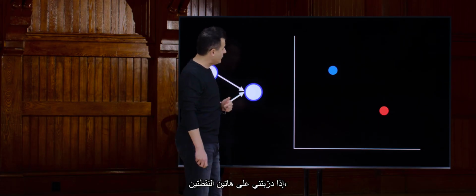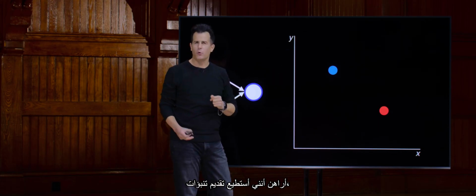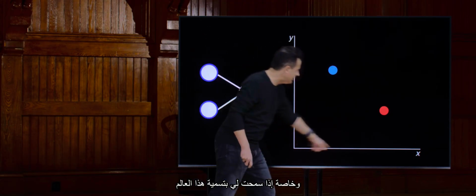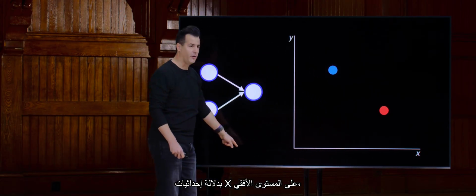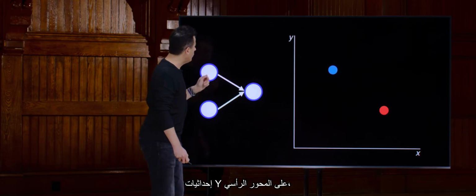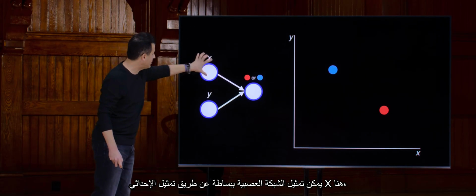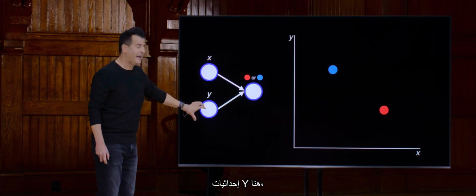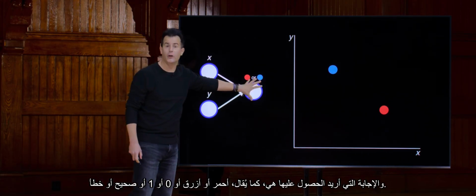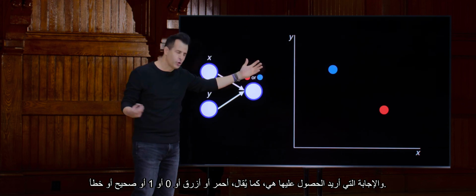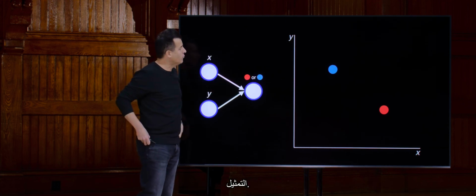However, if you train me on those 2 dots, I bet I could come up with predictions, especially if you let me label this world in terms of x coordinates on the horizontal, y coordinates on the vertical. And then you know what? We can think of this neural network very simply as representing the x coordinate here, the y coordinate here, and the answer I want to get is quote unquote red or blue, or 0 or 1, or true or false, however you want to think of the representation.